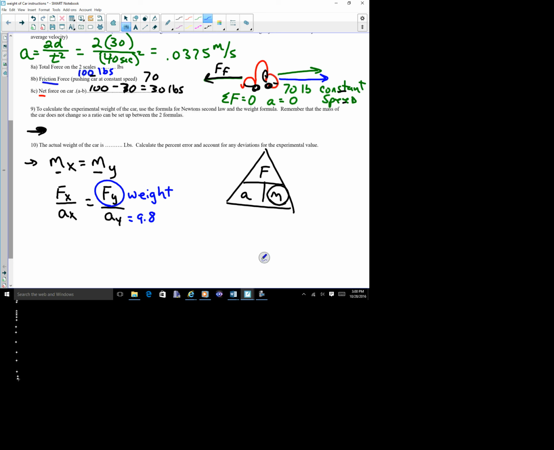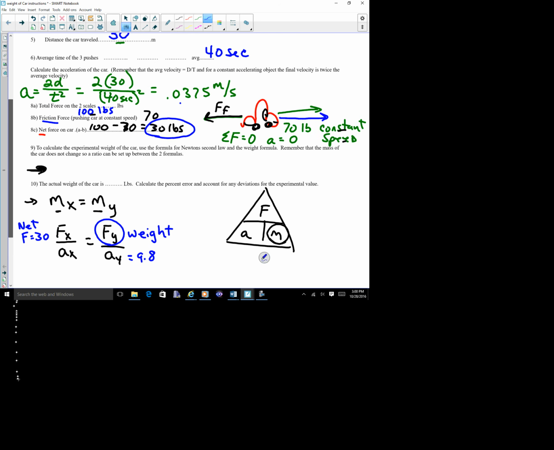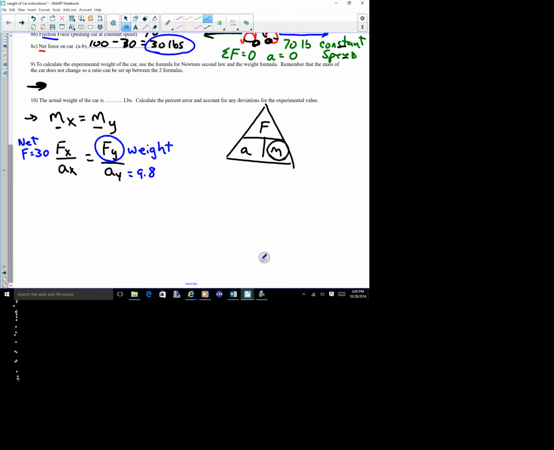This force that we have here is what we call the net force in the x direction, which we calculated to be 30 pounds. So I would put a 30 right up there. And then the acceleration in the x direction is how much acceleration we got when we pushed the car. And if you notice, that's up here at 0.0375. So I'm going to put in, for acceleration here, 0.0375.